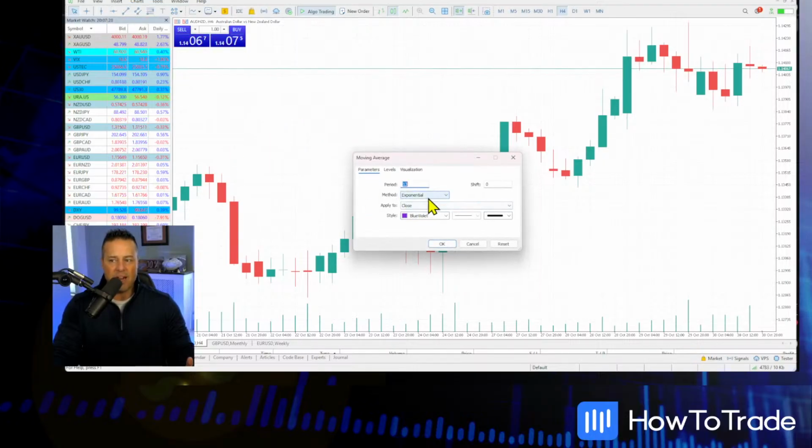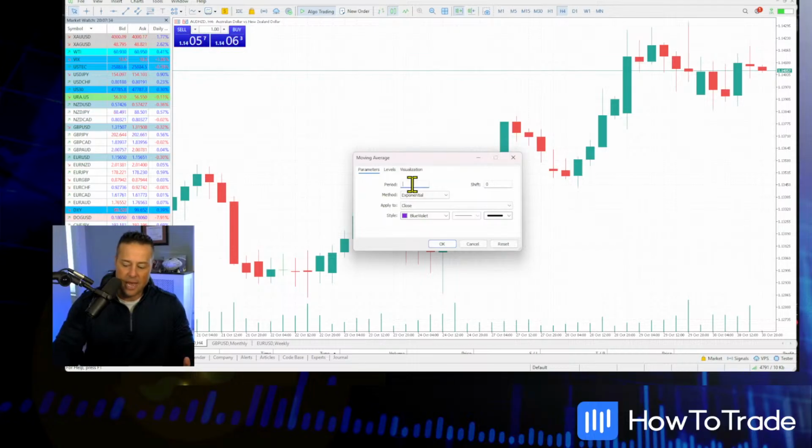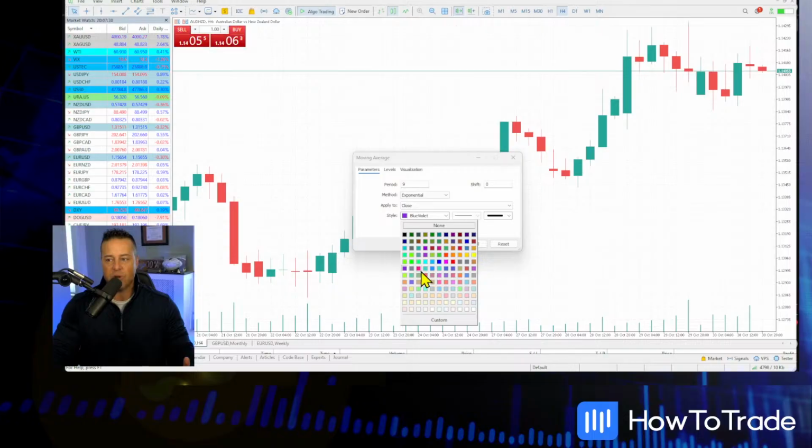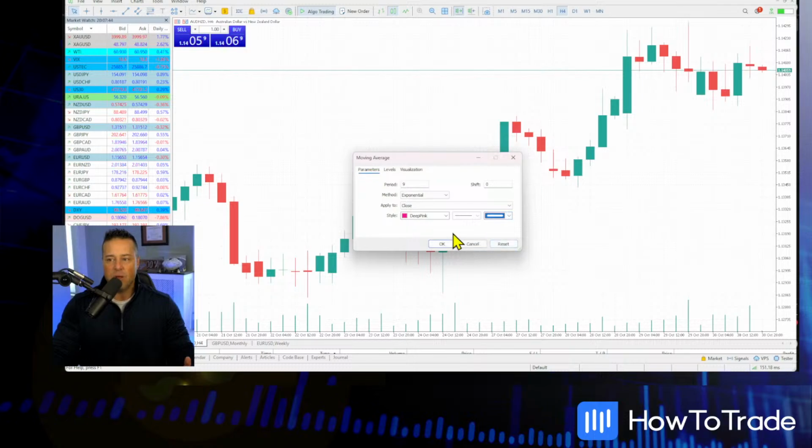And you'll see right here exponential. You're going to have to go to method. You're going to want exponential right there. And then your period, you're going to go ahead and dial that in as a 9. Once again, I prefer red. You can pick any color you'd like. Just make sure that you remember what it is. And I also like thicker lines because it gives us a little bit better visual on the live stream. So there you go. Exponential, apply to the close.